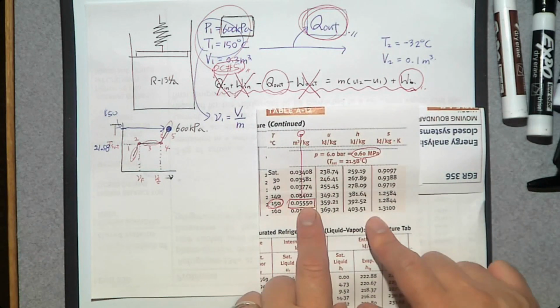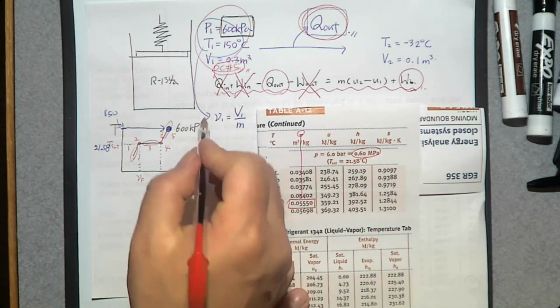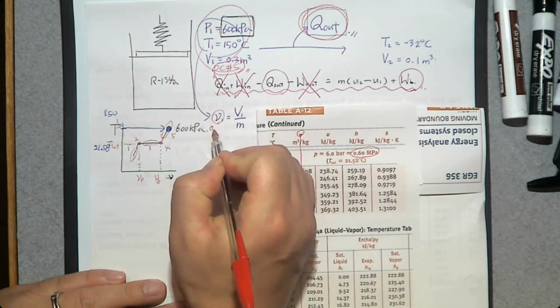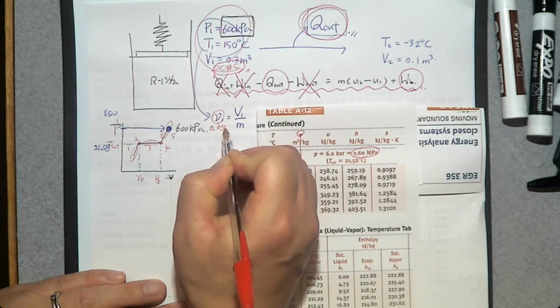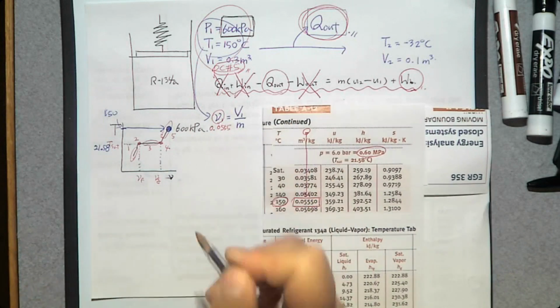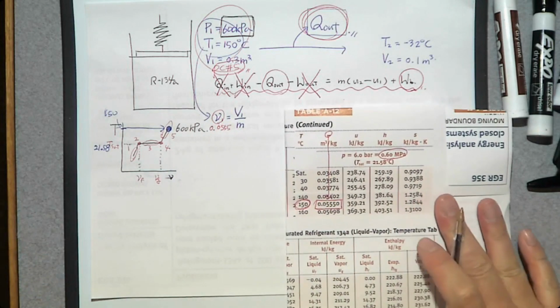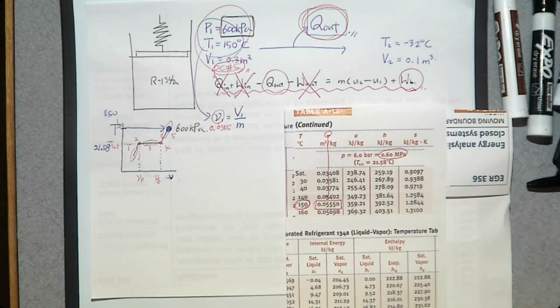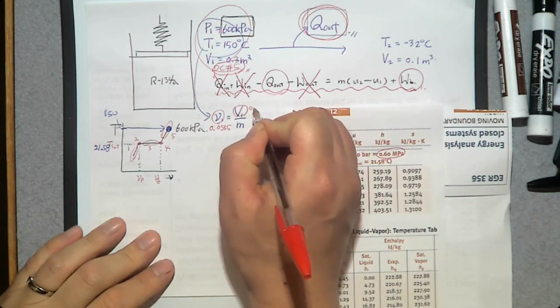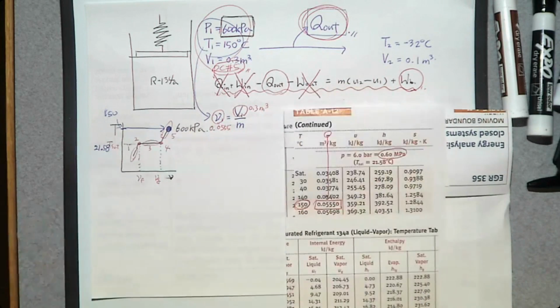So I'm going to write this number here, 0.0555. Then what is the volume? V1 is 0.3 cubic meters. So this one, 0.3 cubic meters. So we have a V1, capital V, and lowercase v.